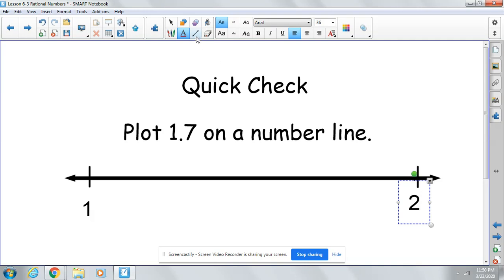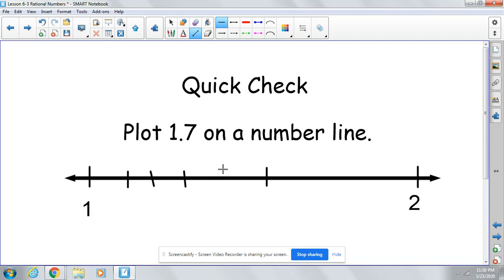Since we're dealing with decimals, we're going to split this whole into tenths. And since we are positive, we're going to be going to the right. Okay, so this is 1.0. This would be 1.1, 1.2, 1.3, 1.4, 1.5, 1.6, 1.7.